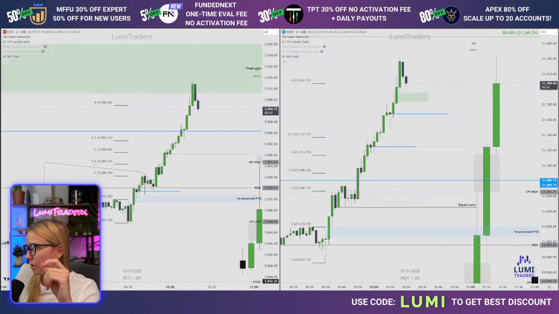On 1-minute chart, we have 1-minute inversion. That's it. Also, I would like to forward test the model that I explained yesterday. Yeah, that's a plan.